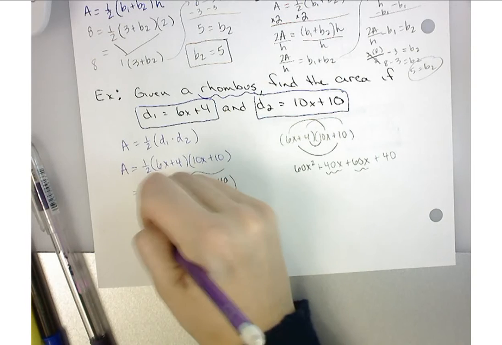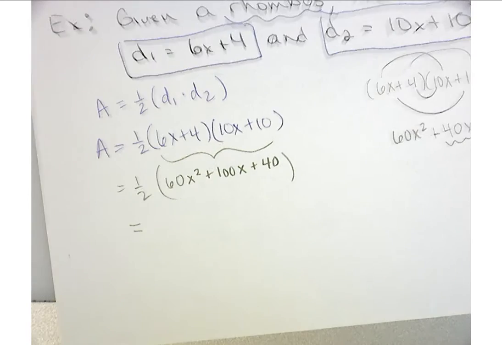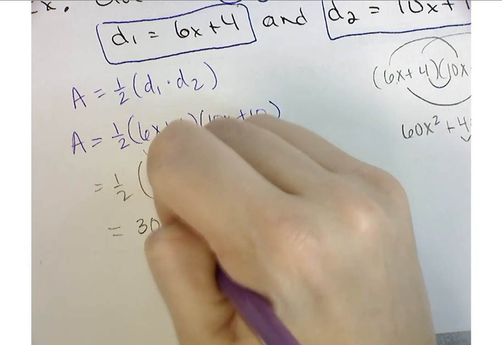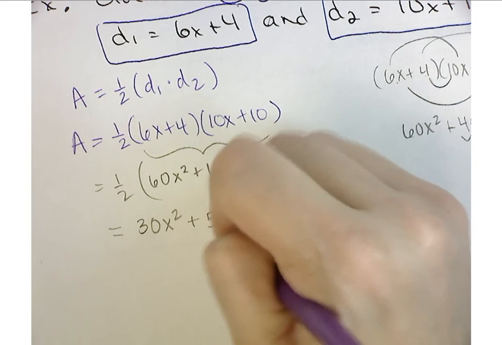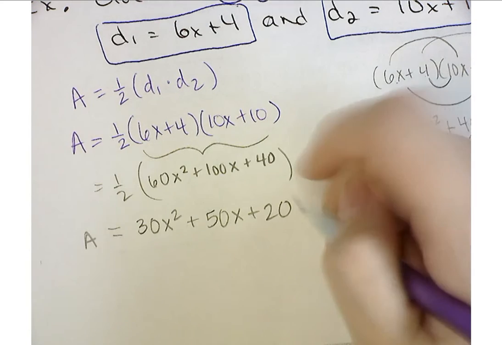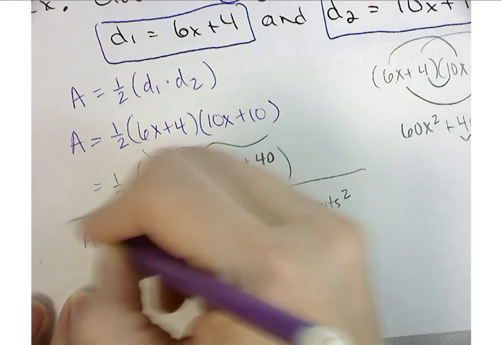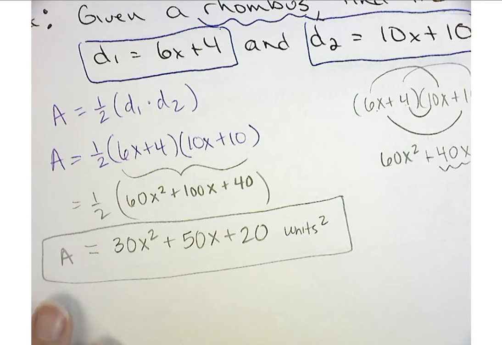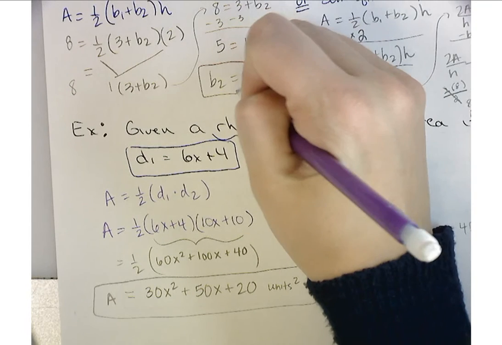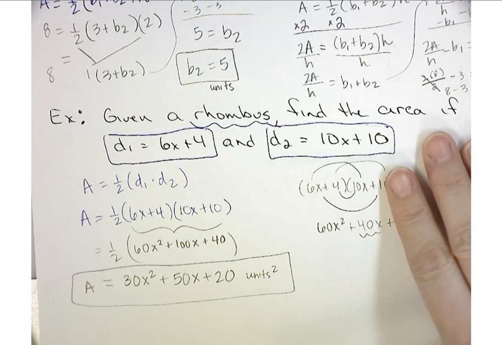And then if you are distributing the 1/2, really you're just taking all those values and doing what? Dividing by 2. So what's half of 60? 30. So this will be 30x squared. Half of 100 is 50, so 50x. And then half of 40 is 20. Okay, and then again, this would be units squared. Okay, and then for the one above, we weren't finding the area, so this would just be units. Okay, so if you're not finding the area there, you're just going to have your units.